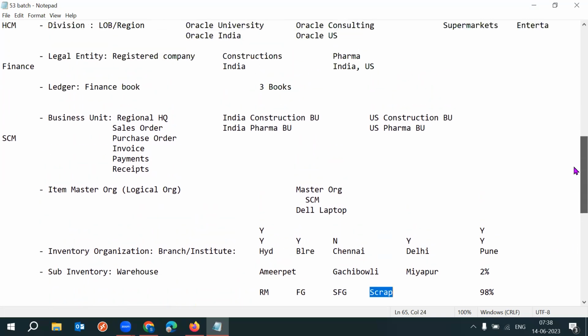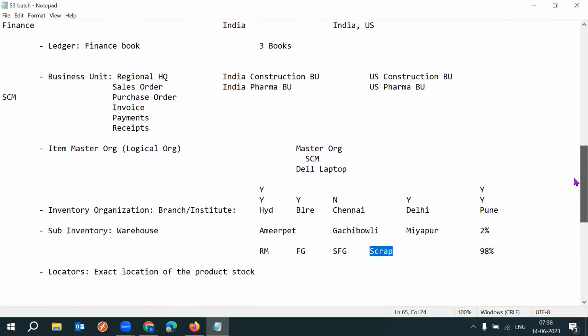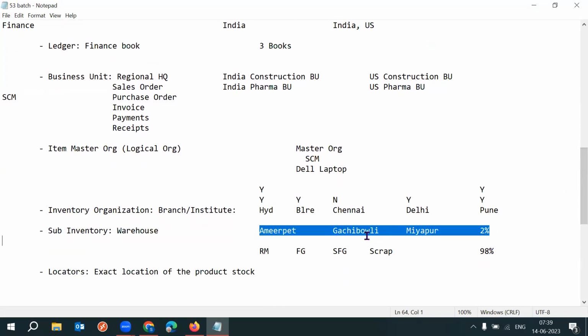Sir, one branch may have a number of warehouses, right? Yeah, coming to Hyderabad, it has 3 warehouses. Okay, sir. Minimum 1 warehouse is required, but you can create as many as you want.